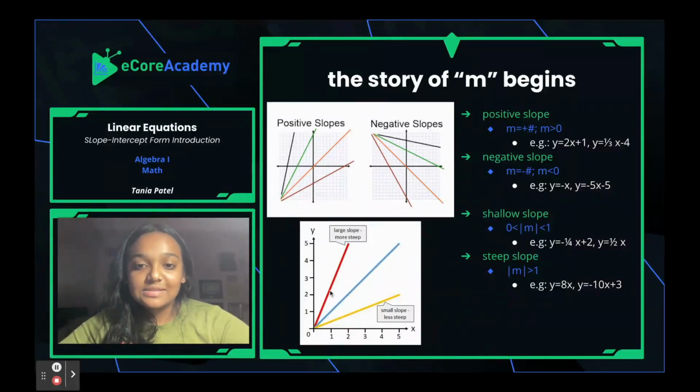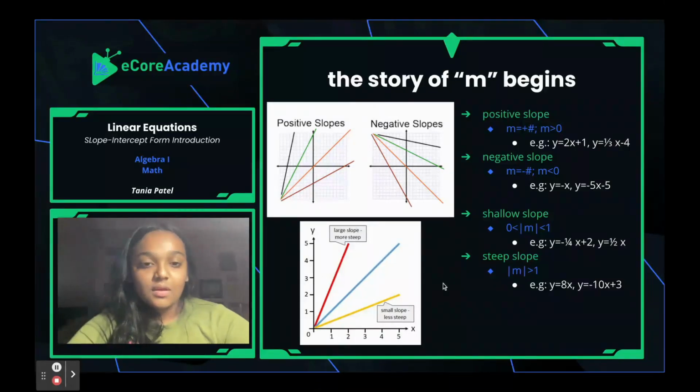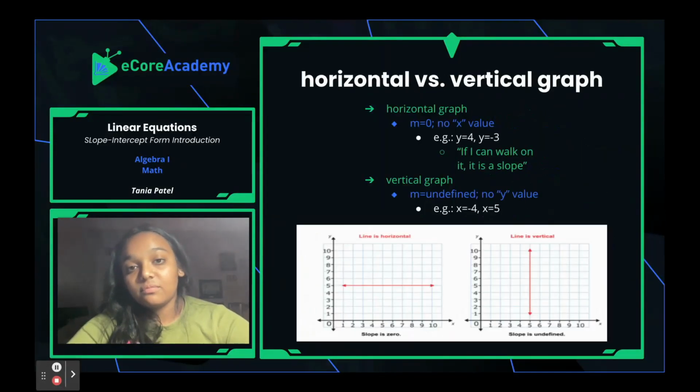So here is an example of a steep slope. It's just a little bit closer to the y-axis. But again, it's not vertical. It has a slope to it. It has a slant to it. And that is what the M can tell you.